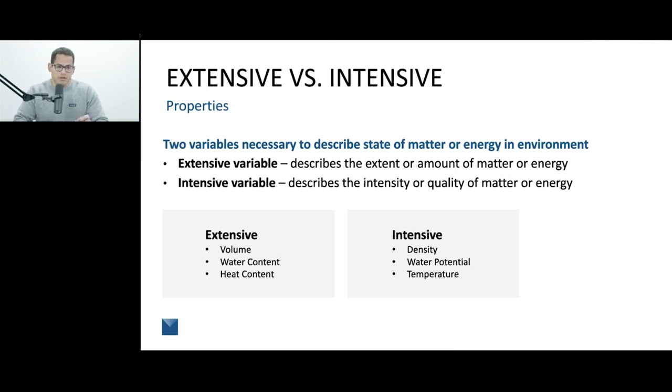Okay, the other variable that you need to understand is the intensive variable. And this describes the intensity or quality of matter or energy. So we can think of our intensive variables being things like density. Water potential is another intensive variable, and we'll dive more into that here in a minute, and temperature. And there's a reason I have heat content and temperature here as two examples of extensive and intensive variables. It's because these are all things that we can very easily understand in our day-to-day lives, and we can relate to these two variables and what they mean.